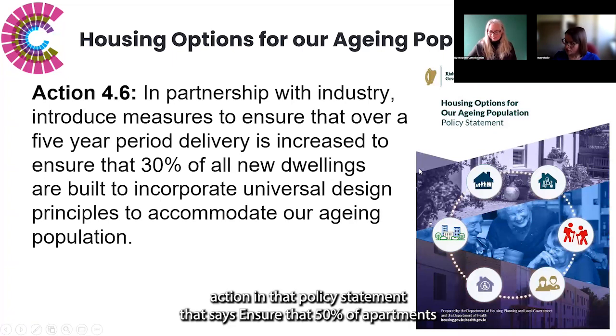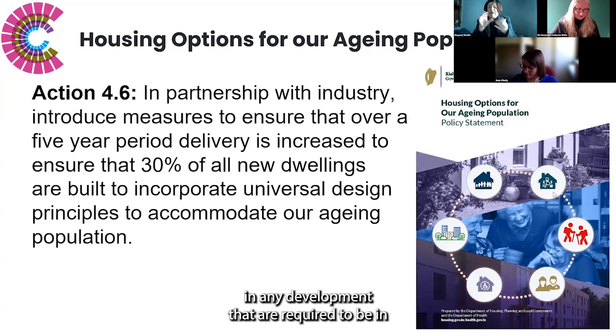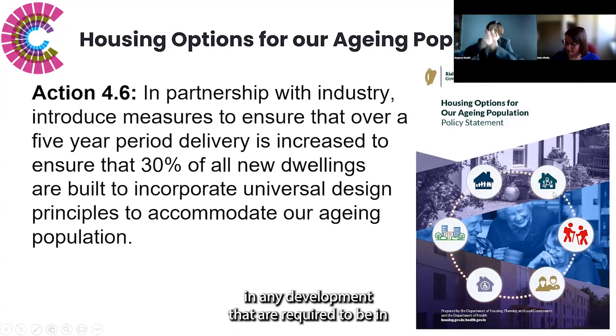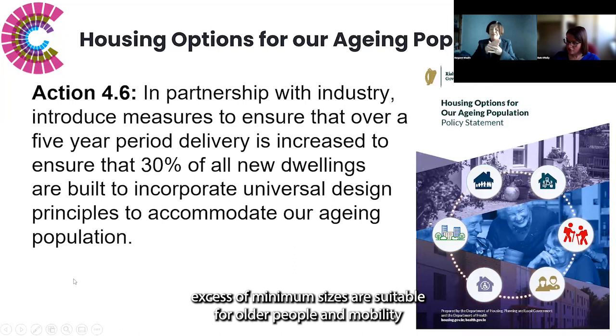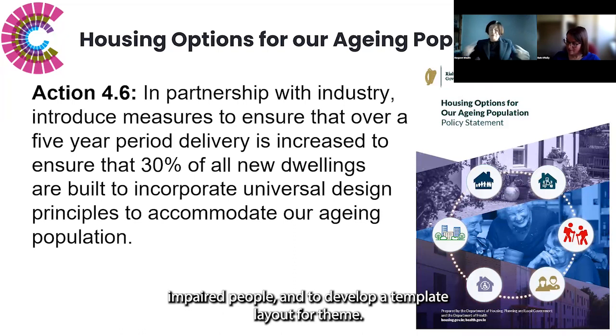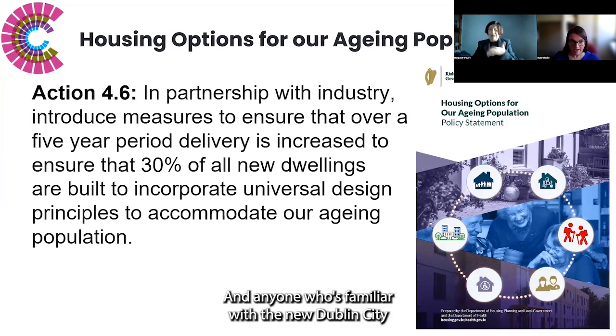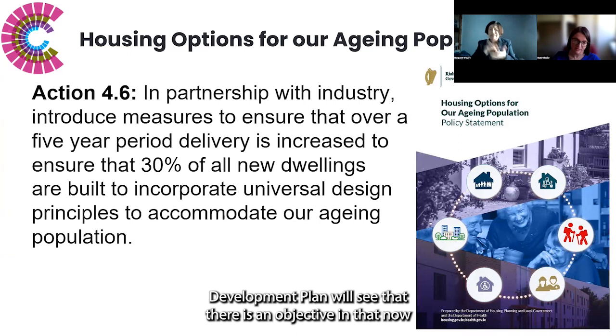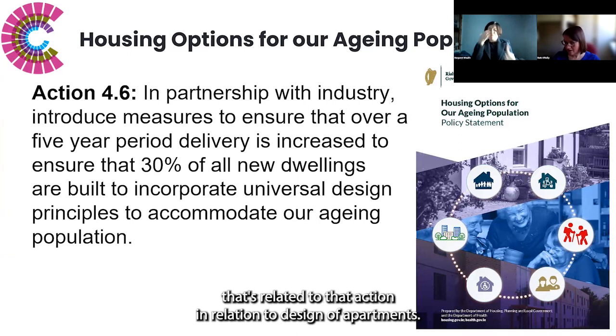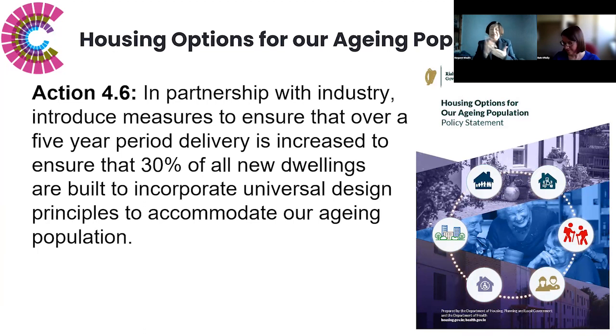It says, ensure that 50% of apartments in any development that are required to be in excess of minimum sizes are suitable for older people and mobility impaired people, and to develop a template layout for same. And anyone who's familiar with the new Dublin City development plan will see that there's an objective in that now that's related to that action in relation to the design of apartments. And the next slide, please.